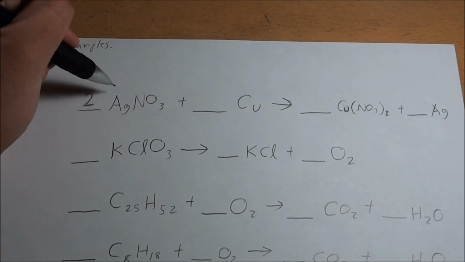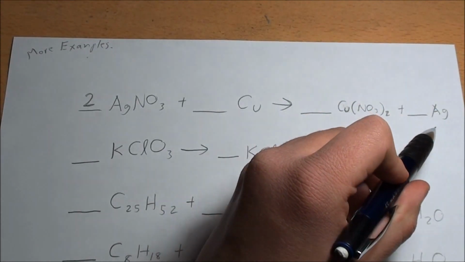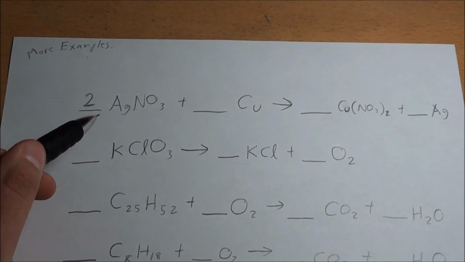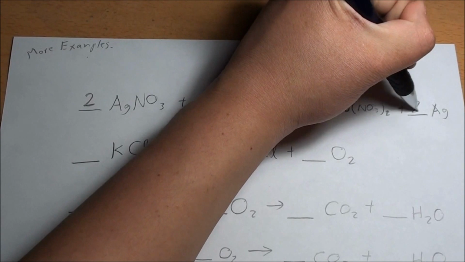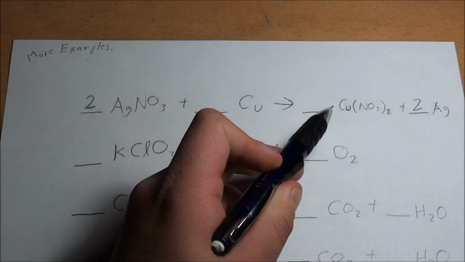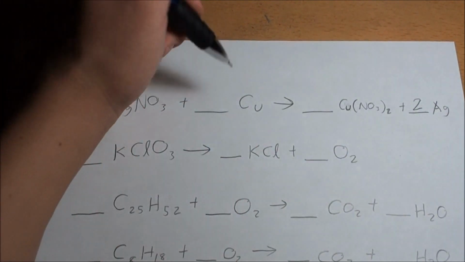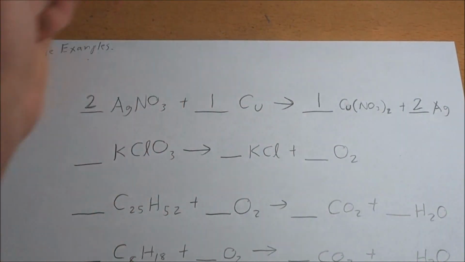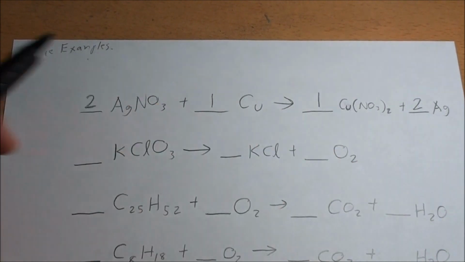This changes what Ag is, and then you look at Ag now, they're two different ones. So this would become 2, and now these two are balanced. Now since copper hasn't changed, you leave both of these at 1. And then this is a balanced equation.